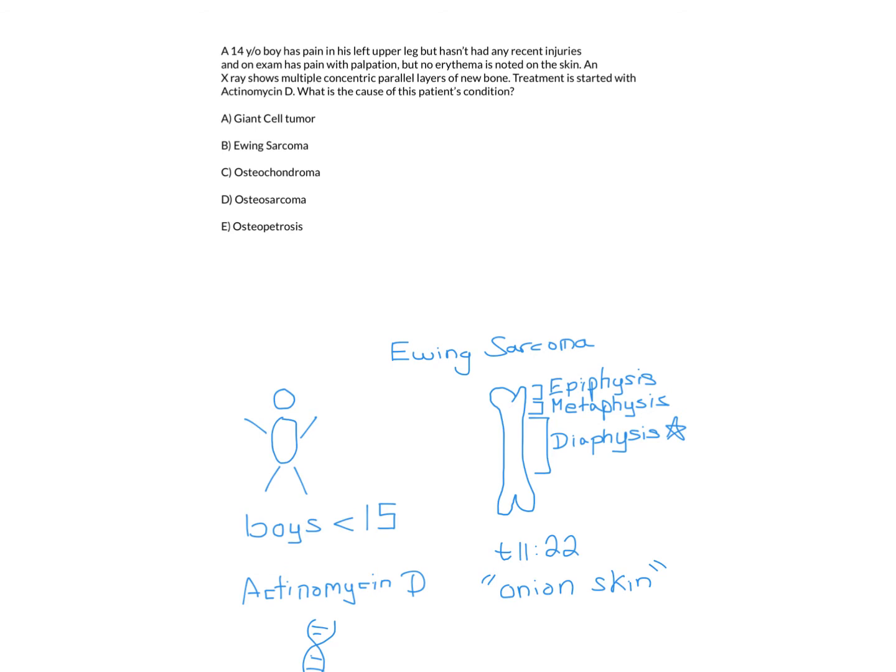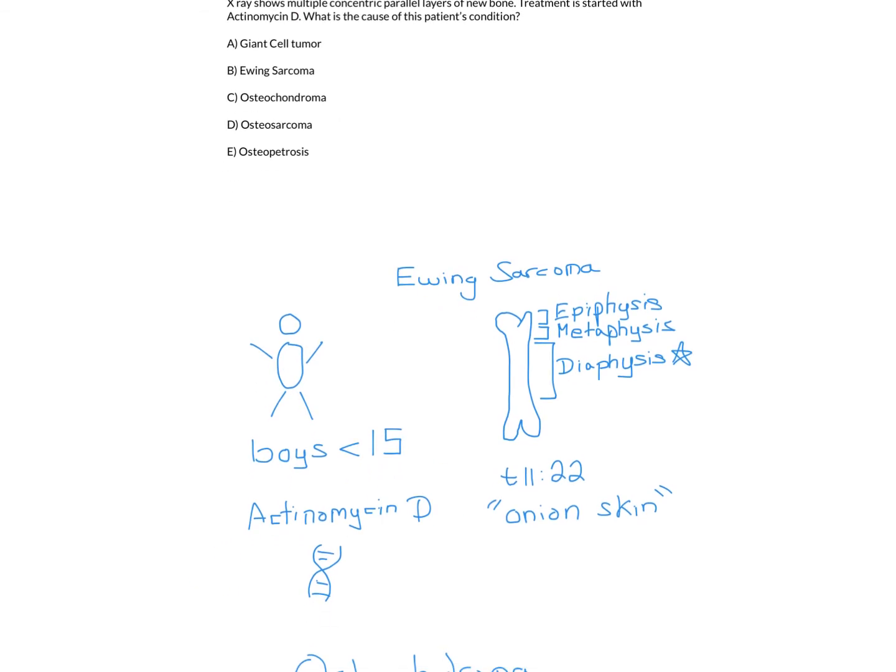So obviously that's a little bit more convoluted than onion skinning, but that's just something you have to associate whenever you hear this. And if you think about it, that actually does relate and describe how an onion would appear on a bone, because there would be multiple concentric parallel layers. And then finally, the other clue is that the child was treated with actinomycin D. So actinomycin D is a chemotherapy agent that intercalates into DNA. So you'll hear that a lot.